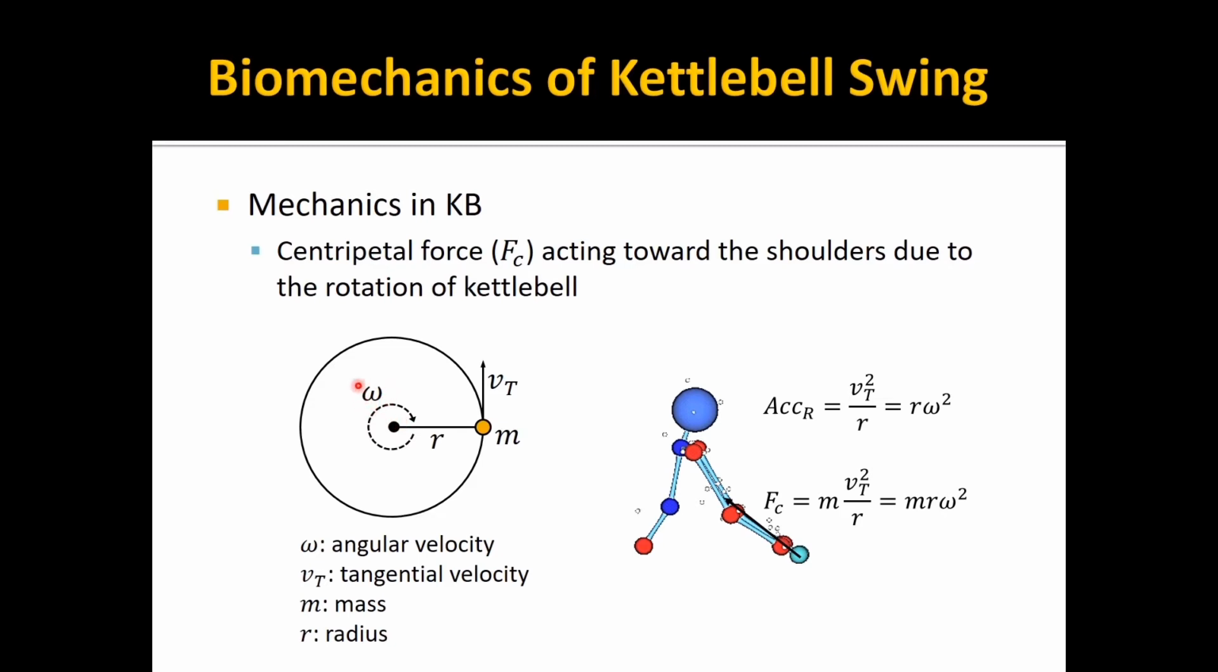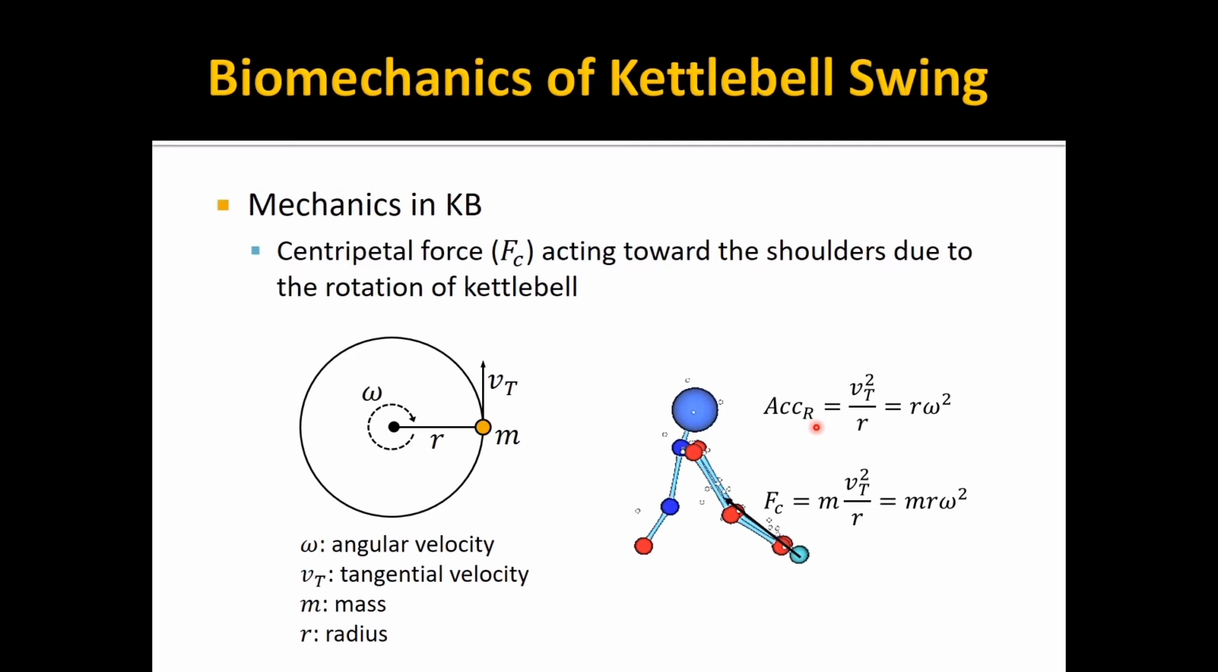Here omega means angular velocity. The rotating body is supposed to experience linear velocity. Here Vt means tangential linear velocity, which is acting perpendicular to the direction toward the rotation center. We also have the mass of this yellow dot, and the radius as well. In order to understand the centripetal force, we need to understand radial acceleration first.